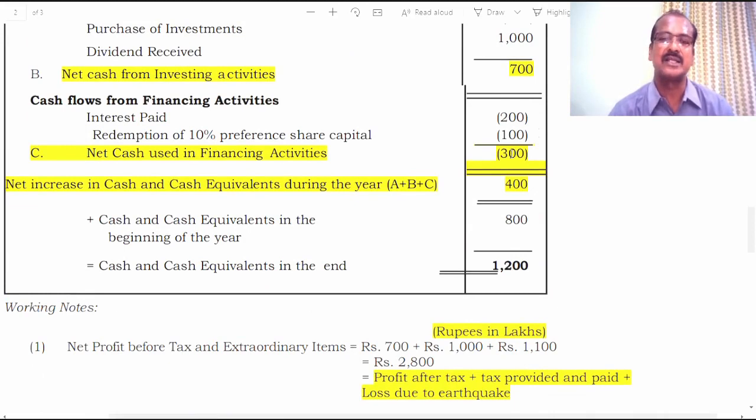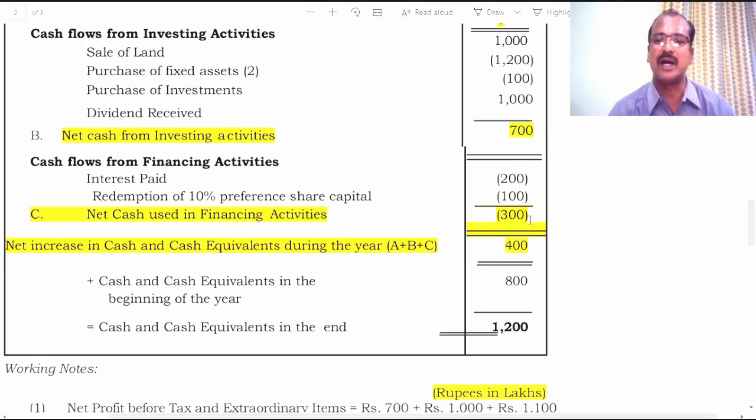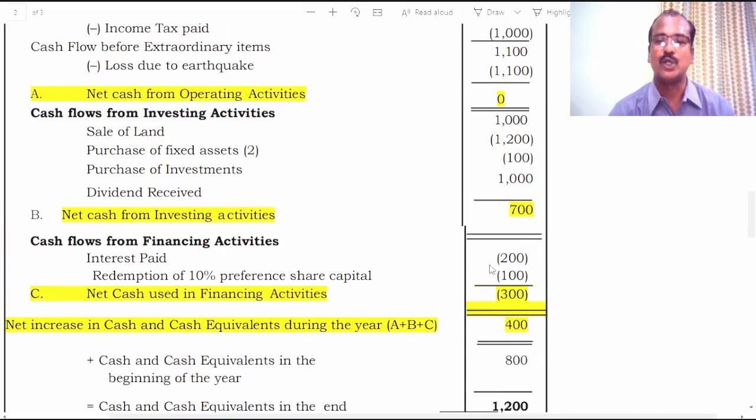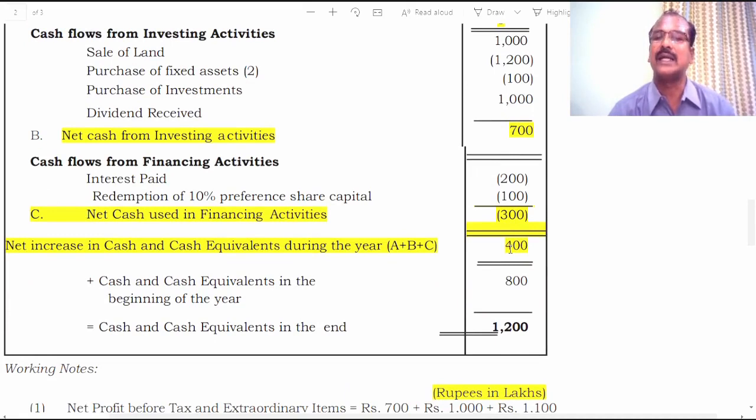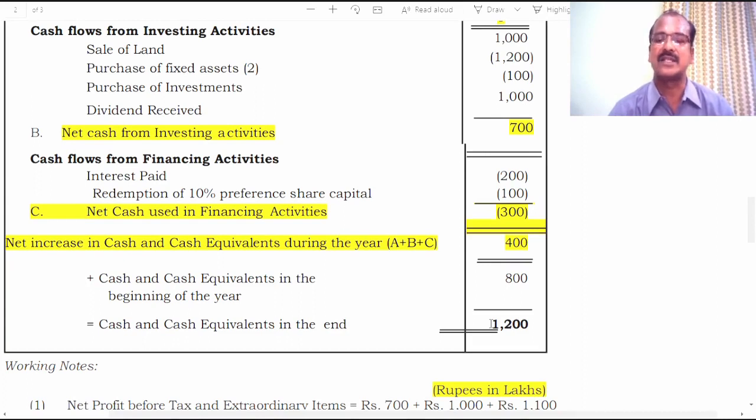The resultant figure is net cash used in financing activities comes to 300 lakhs. Now you do the total of the outcome of all the three activities. Minus 300 plus 700, 0. You get the net value of 400 lakh of rupees, which is nothing but net increase in cash and cash equivalents during the year. With that, you add the opening value of cash and cash equivalents, which is 800 lakhs. You get the final answer of 1,200 lakhs, which is named to be the closing balance of cash and cash equivalents.